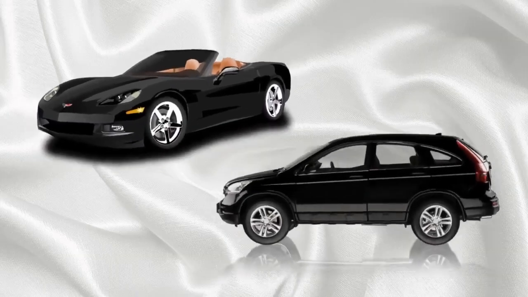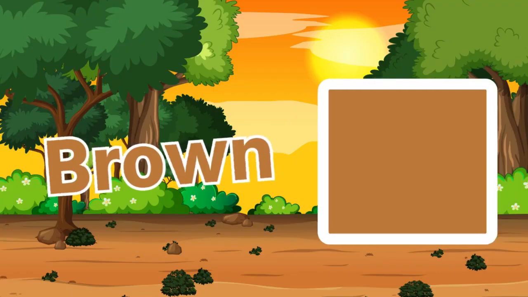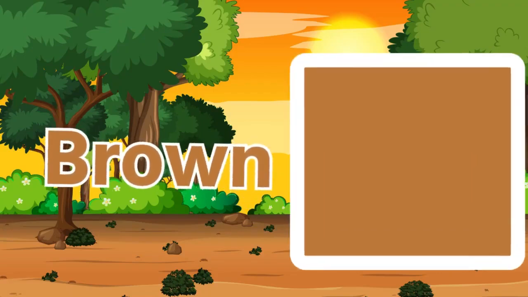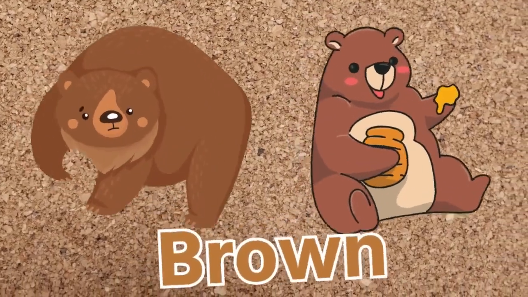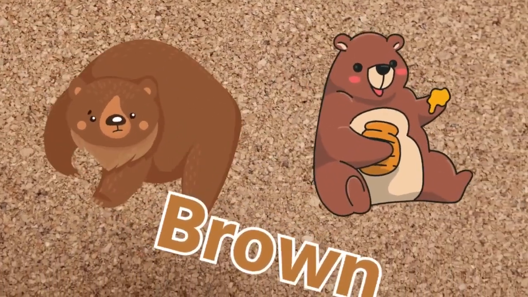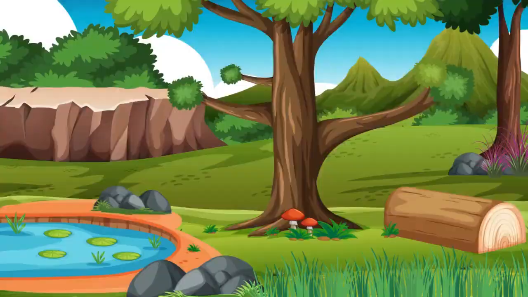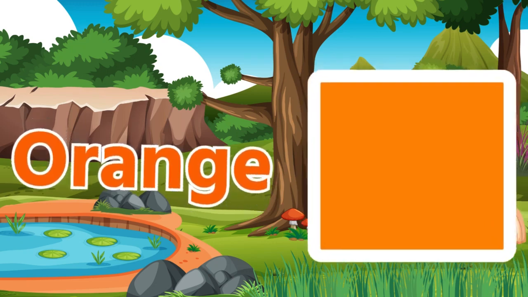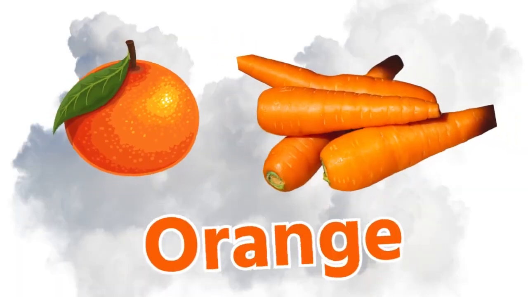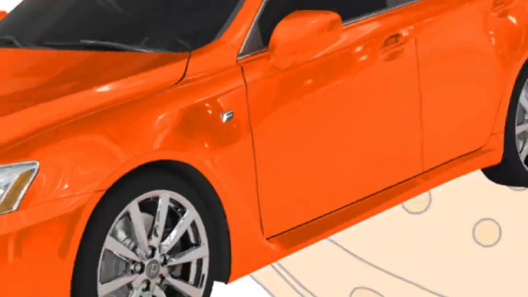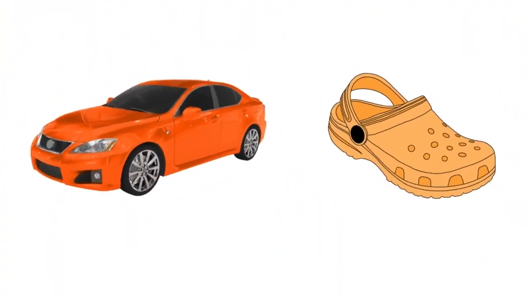This is black. This is brown, the color brown. Brown, brown, brown, we're all around. This is brown, the color brown. Do you know what color this is? This is brown. This is orange, the color orange. Orange, orange, orange, oh so fun. This is orange, the color orange. Do you know what color this is?